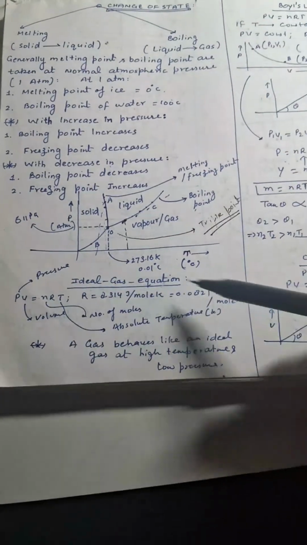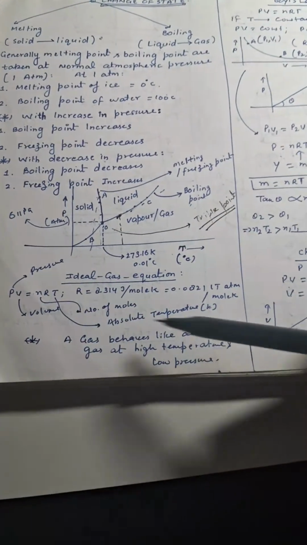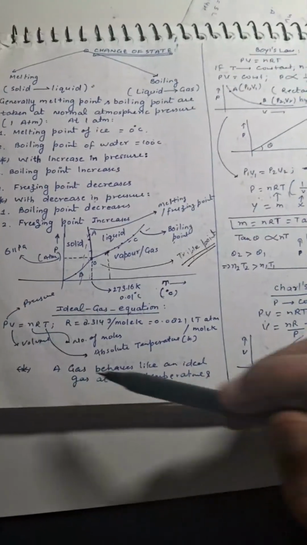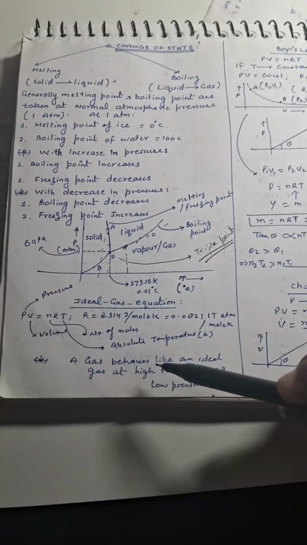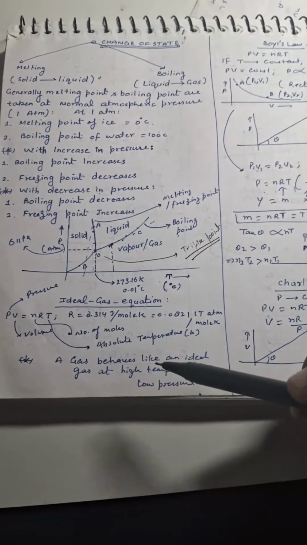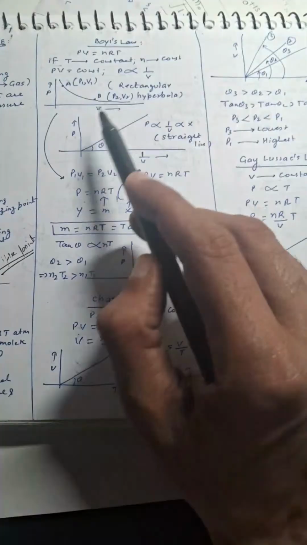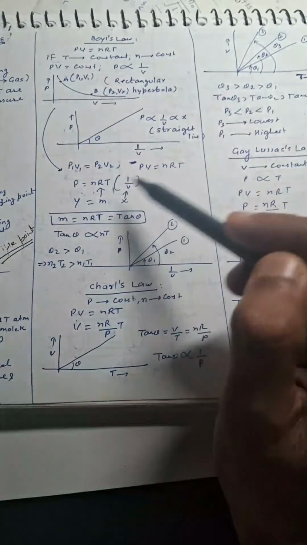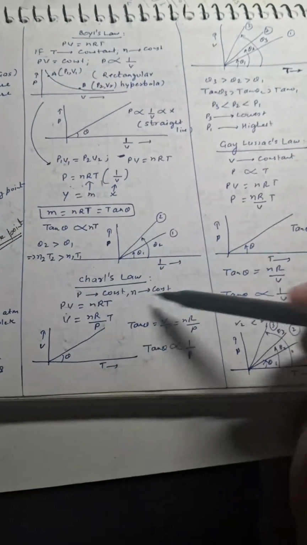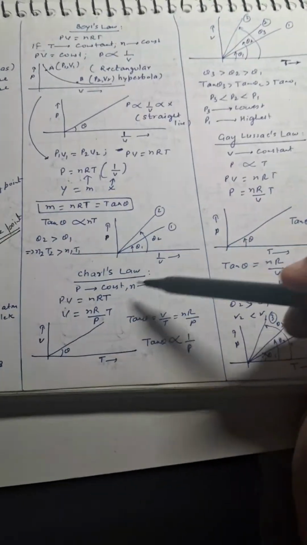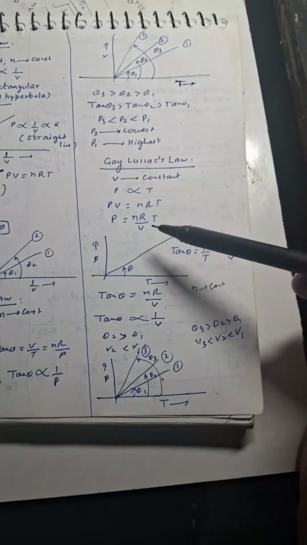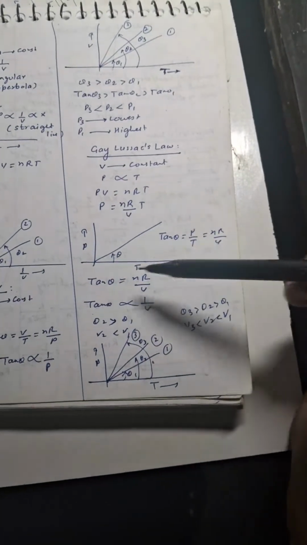Now we have discussion on the ideal gas equation, which is PV equals nRT. A gas behaves as an ideal gas when temperature is high and pressure is low. Then we have certain laws like Boyle's law, graphical variations of pressure and volume, analysis of the graphs, various graphs related to two or more gases. Then discussion on Charles's law, then analysis of different graphs, different possibilities, different angle variation, then Gay-Lussac's law. So these are the discussions.